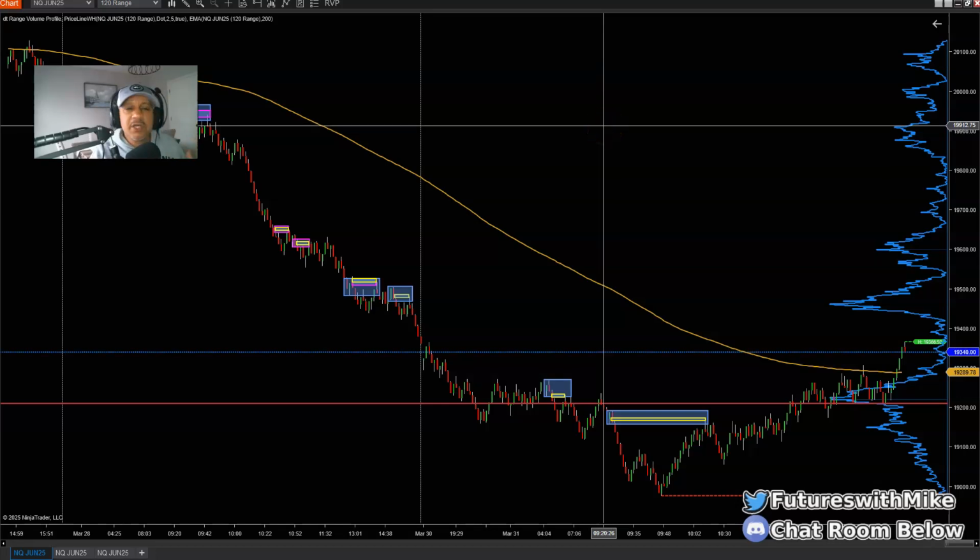Because range charts are just cleaner to the eye to me. It's my opinion, I like the way they move. I like the way they look smoother and cleaner to the eye.